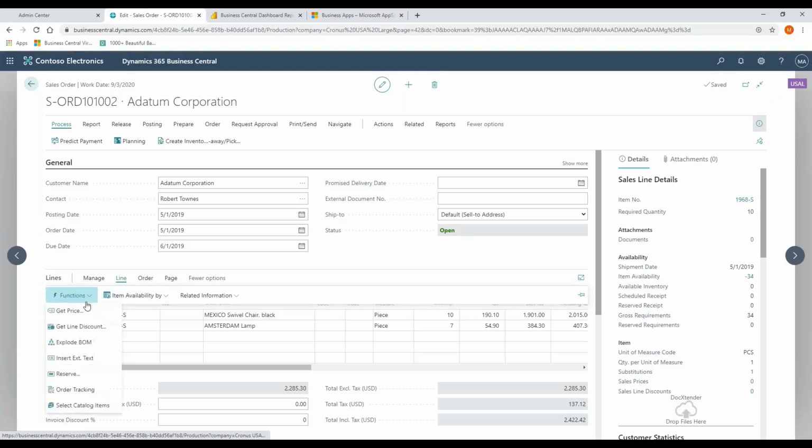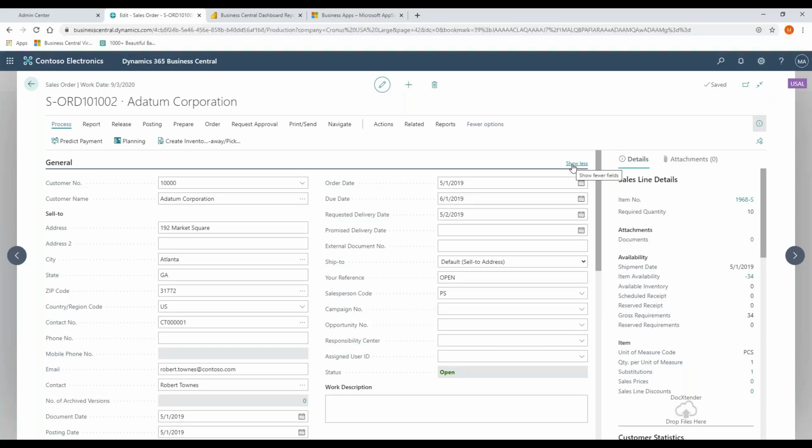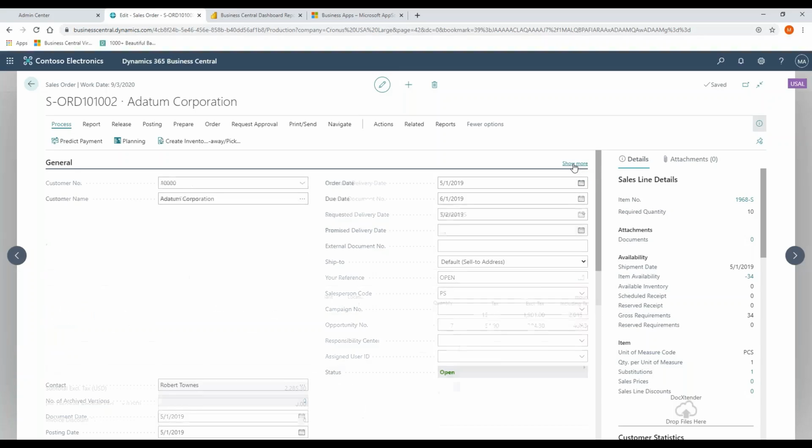We do have full line item functionality, though, to get price, find discounts, explode BOMs. We can do reservations. So we've got all that functionality if you want it at a line item level, but sometimes just quick visibility really meets the requirement that people have. In terms of processing, we've got full date capabilities. We've got address capabilities, campaigns, opportunities, all sorts of things that we can do on a sales order level.